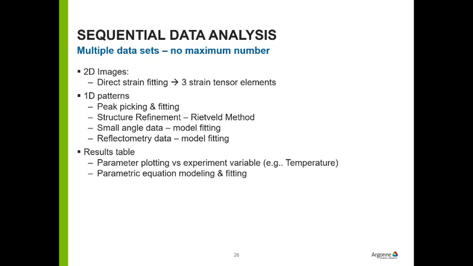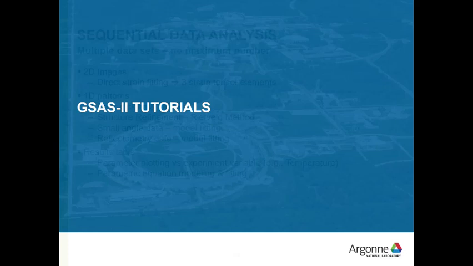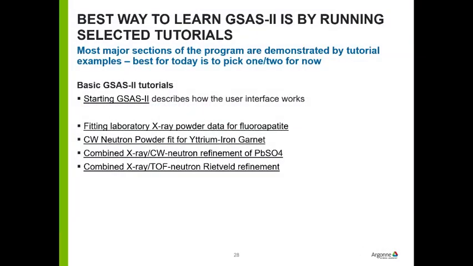Things for sequential data analysis. As I said before, there's a bunch of different things that you can do. And with the tutorials, this is the last thing I'm going to talk about. As I said, there's 50 of them, and the ones that you should try are this one, and perhaps this one. And this is a combined refinement with X-rays, constant wavelength data. The trick with this one is the two experiments were done at different temperatures. So this tutorial tells you how to deal with that.